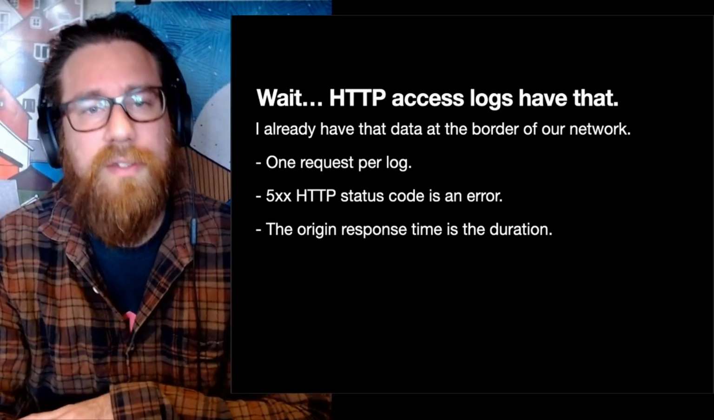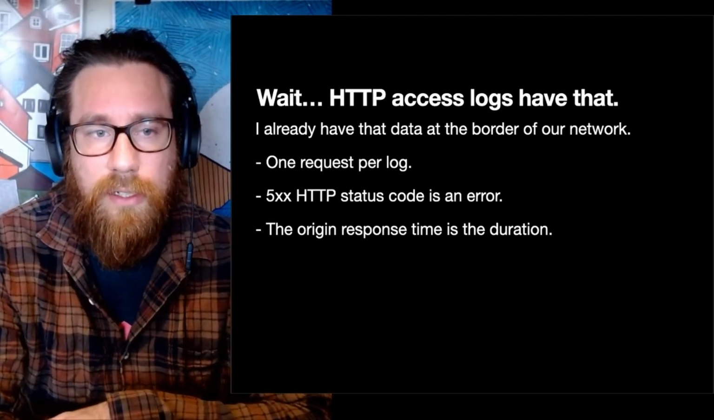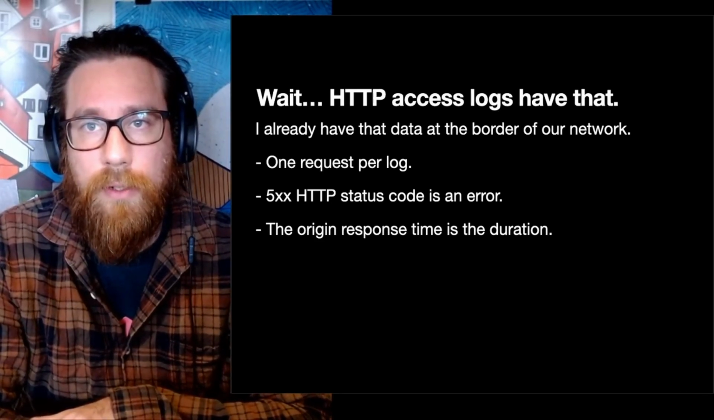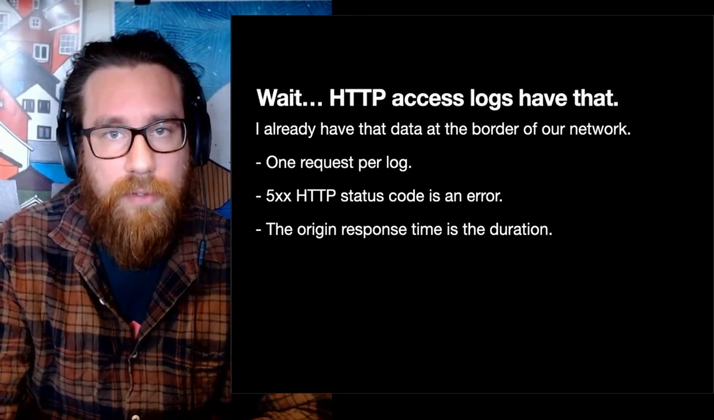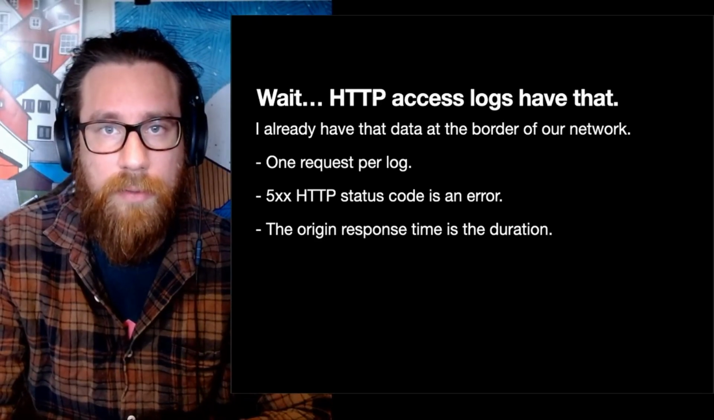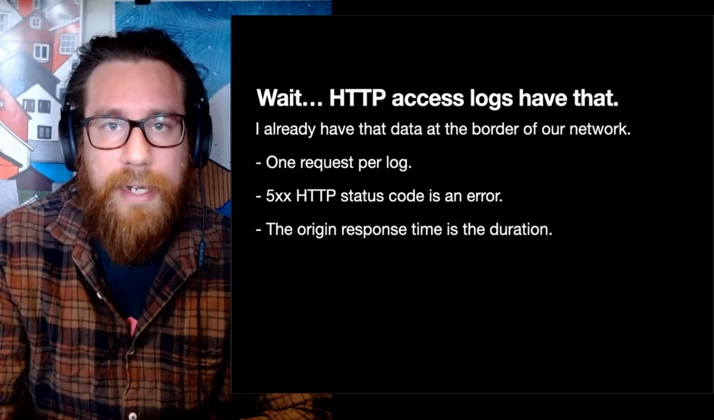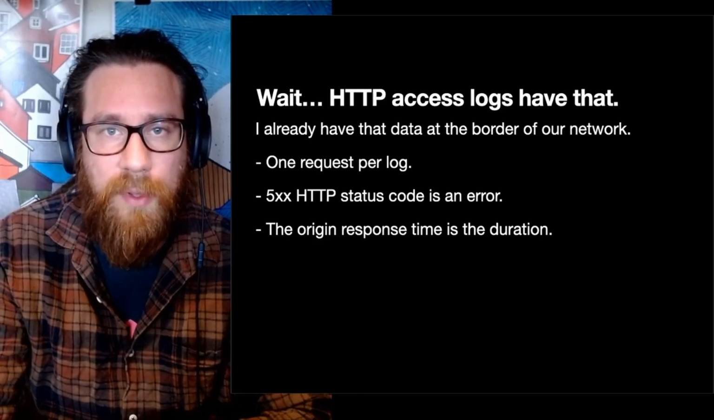So I thought about this. All of that information can come from HTTP access logs. One request generates 1 log. So we know how many requests come through just by looking at the count of log lines. We know whether or not a response was an error. So if the HTTP status code was 500, then it means that the service failed to deliver a response.